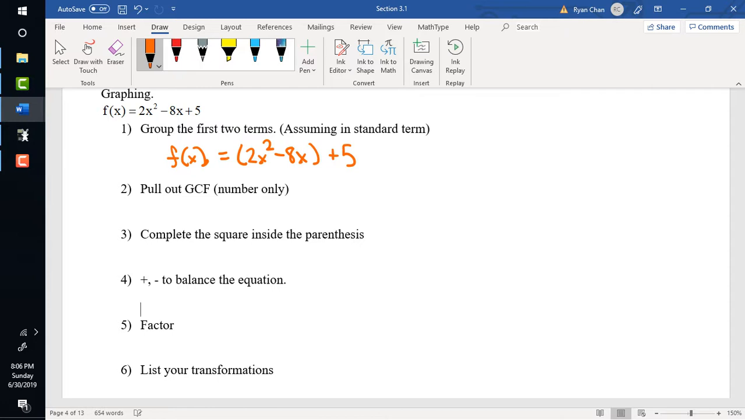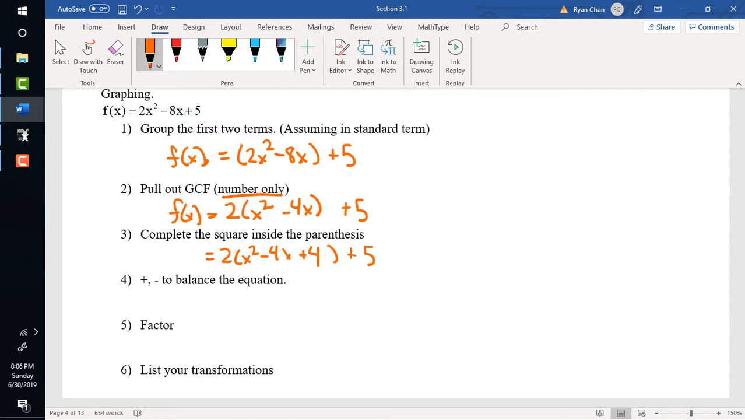So I'm going to pull out my GCF, the number only, okay? Don't pull out the x, just pull out the number. And I'm going to do it like this. Right, I'm dividing each one by 2. Okay. So, what is my n term to complete the square? This is going to be 4. Okay, make sure you know how to do that. Right, negative 4 divided by 2 is negative 2. 2 squared is 4. Okay, for the following here.